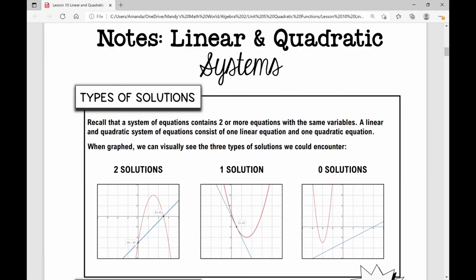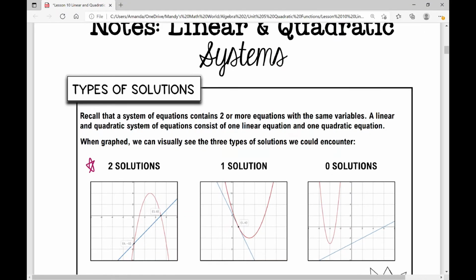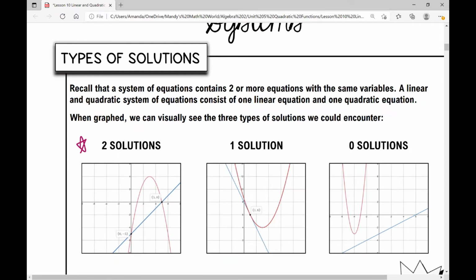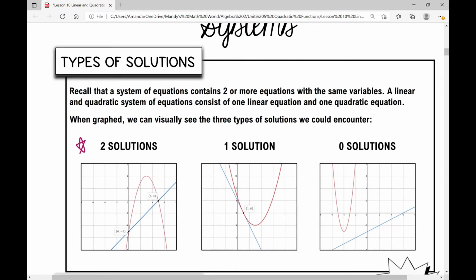So when we look at this first type of solution, you have a parabola that's graphed, and I'll zoom in here. You have a parabola that's graphed and you have a line that's graphed, and you can see that there are 2 points of intersection between that line and that parabola. So this is a type of situation where you'll have two solutions.